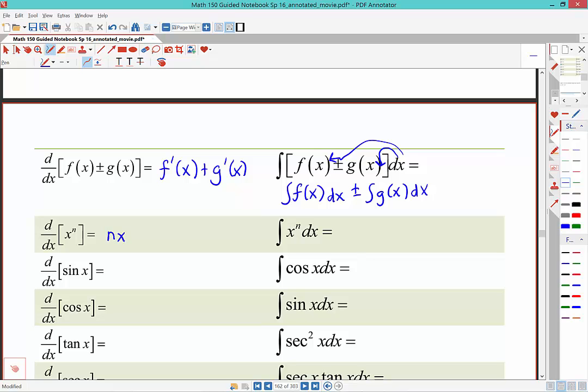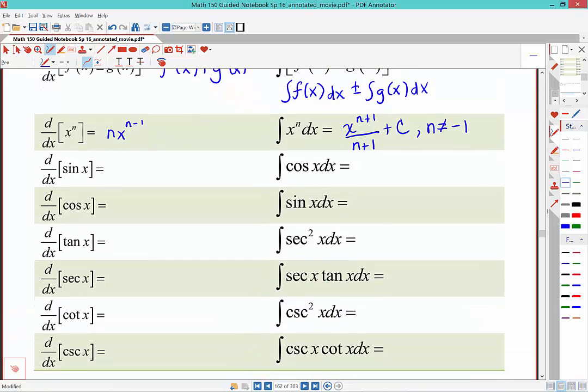Okay, so when you're using the power rule with derivatives for x to the n, remember that you get n times x to the n minus 1. So here, what's going to happen is you're going to get x to the n plus 1 divided by n plus 1. So you're going to raise the power by 1 and then divide by that result, okay? And what else will I have to do? My constant of integration, and then what? What do we have to exclude for n? Good, n cannot equal -1. We'll learn about that more in chapter 5.